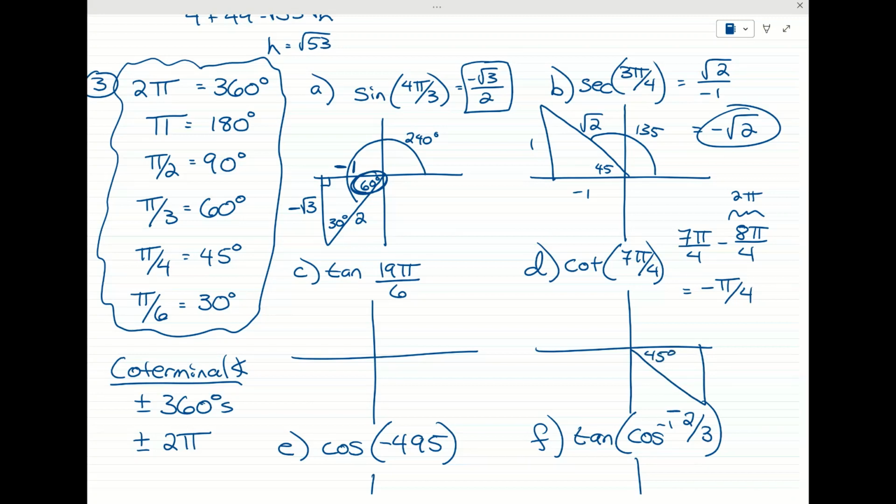1, 1, and root 2. Cotangent would be adjacent over opposite, or negative 1.